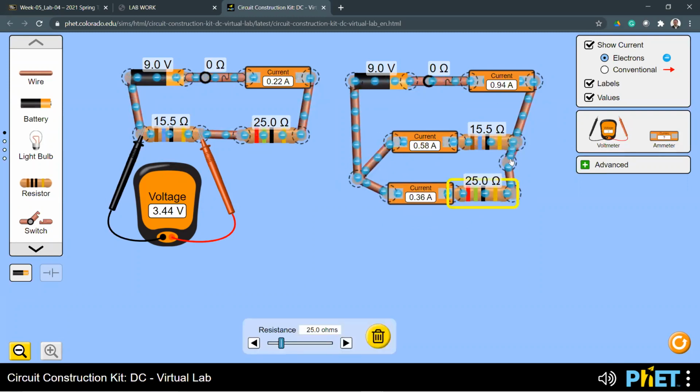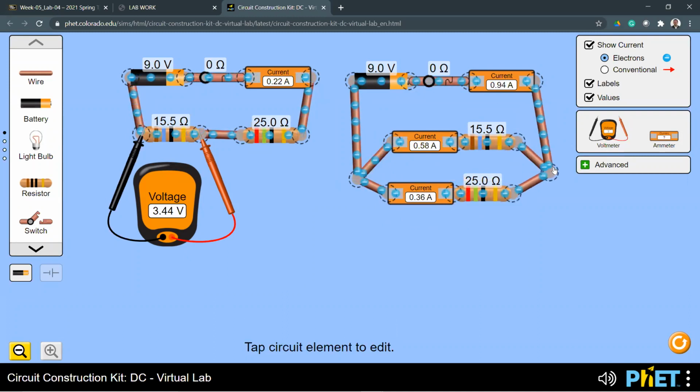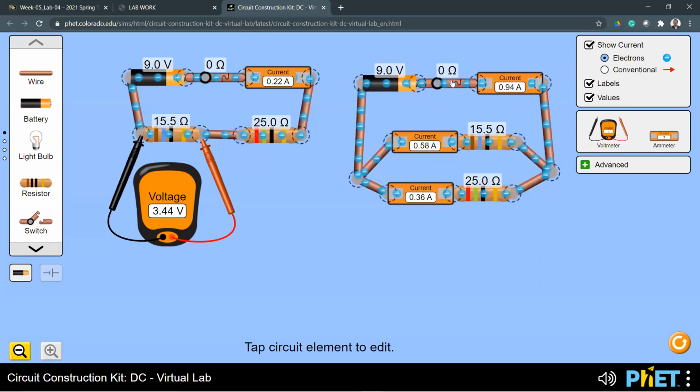Okay, now you can clearly see that's our parallel circuit. The two ammeters in each segment have different numbers. The top one has 0.58: lower resistance, higher current. The bottom one has 0.36: higher resistance, lower current. If you add those two currents together, then the outer line, this one, has the total current. That's the resultant current.